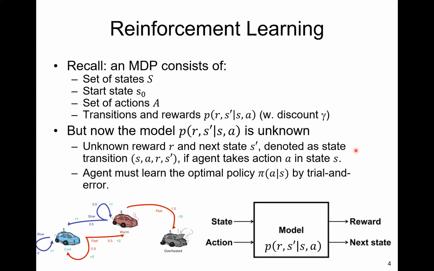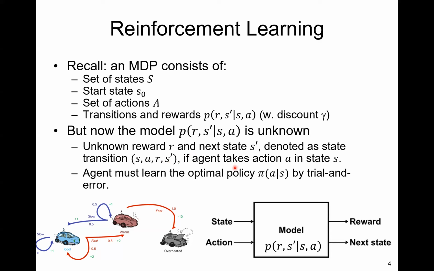Let's just recall our basic formulation of MDP. You have a starting state, a set of actions, and transitions and rewards with a discount factor gamma. Now the model, the P, is unknown. So the state transition (s, a, r, s prime), the transition probability and reward, are all unknown.